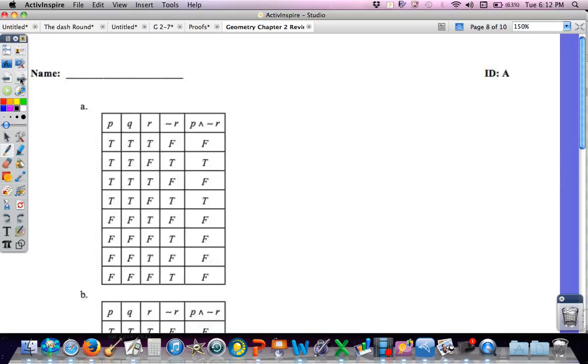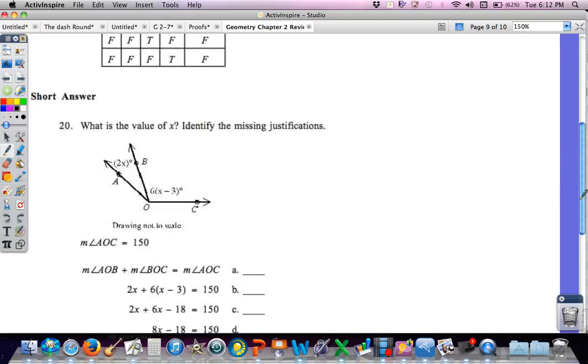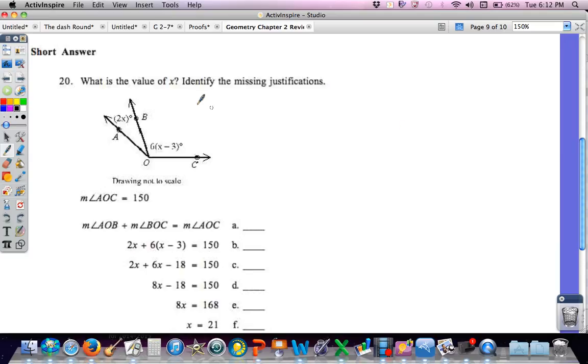19C, I said don't worry about the truth table. And 20, short answer. So the first thing we do is add AOB and BOC. That is the angle addition postulate. So then we put in 2x plus 6x minus 3 equals 150. And that is substitution.